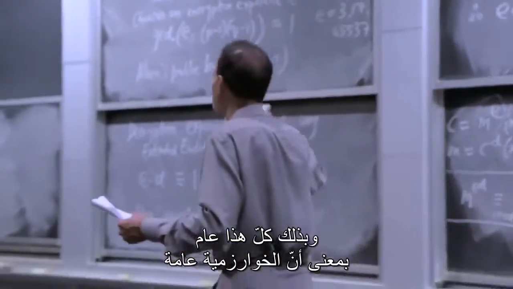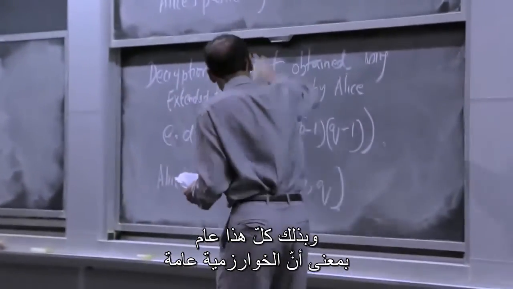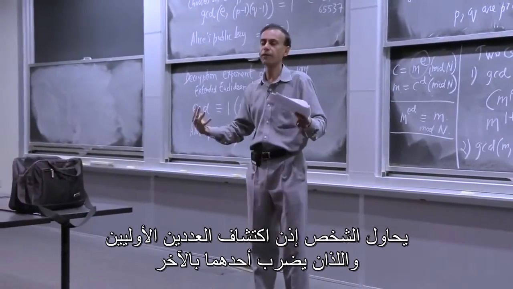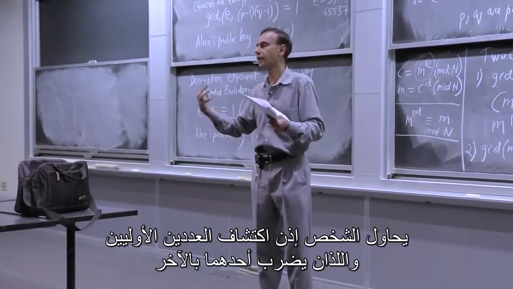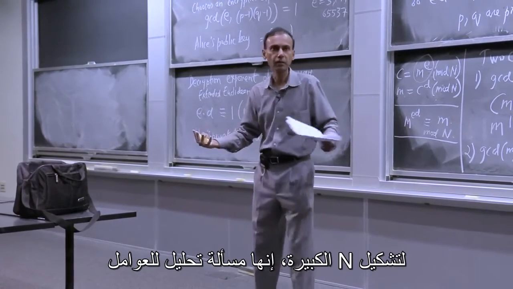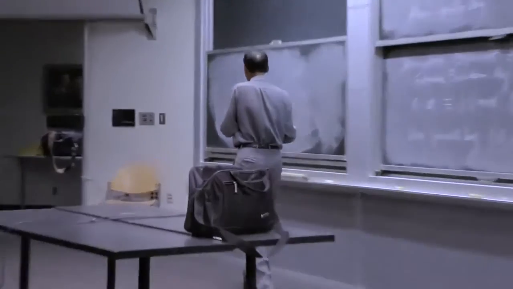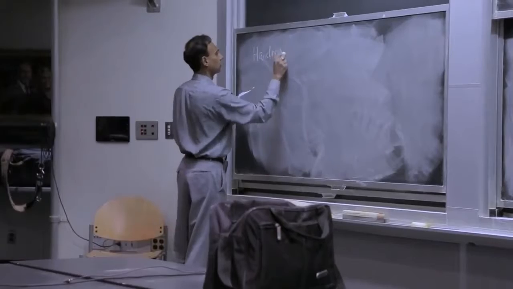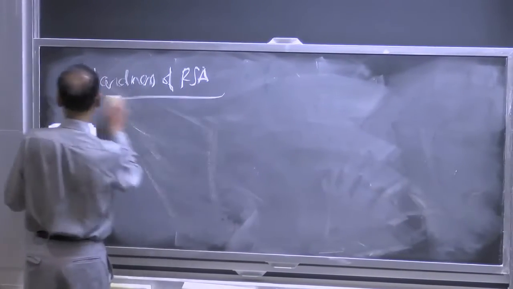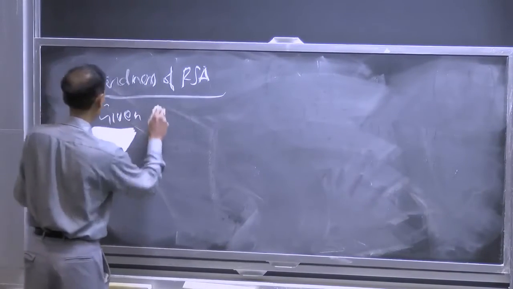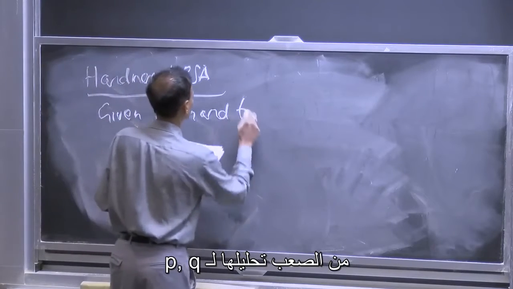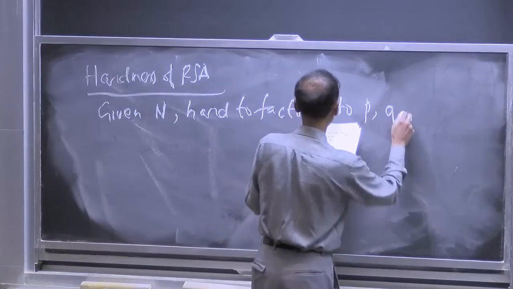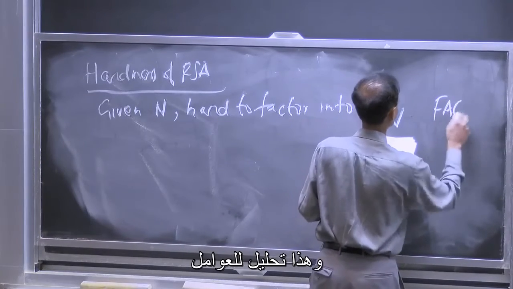Right? And so this is all public in the sense that this algorithm is public. If you're using RSA, this is what you're following. So the person is trying to figure out what the two primes are that together get multiplied to form capital N. And so that's a factorization problem. And so RSA, the hardness assumptions are: given n, hard to factor into p comma q, and this is factoring.